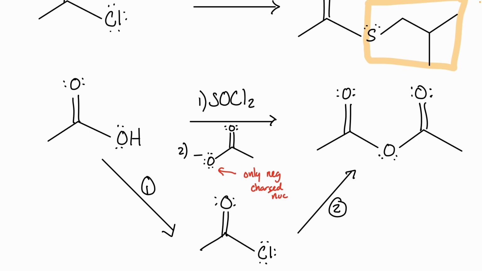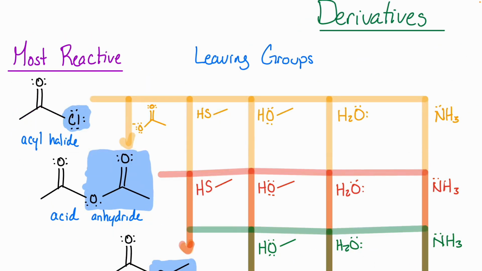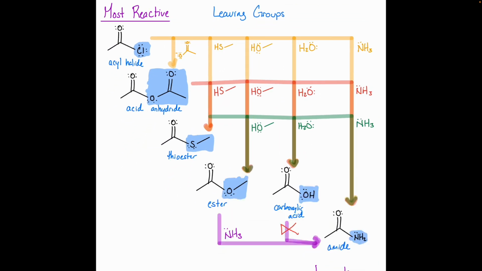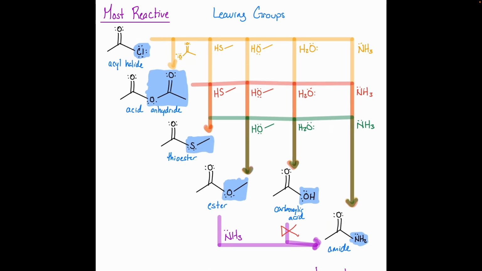Cool. So our carboxylic acid derivative conversions here. We took all these carboxylic acid derivatives and we ranked them from most reactive to least reactive. And really what we were doing is ranking them from best leaving group to worst leaving group. And we can freely convert from something more reactive to something less reactive by adding the nucleophile that matches what it is we're trying to substitute.